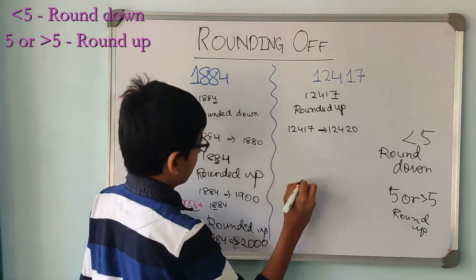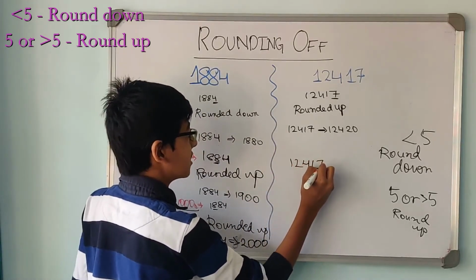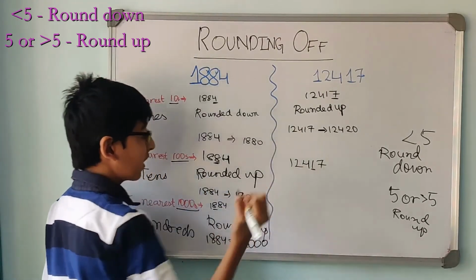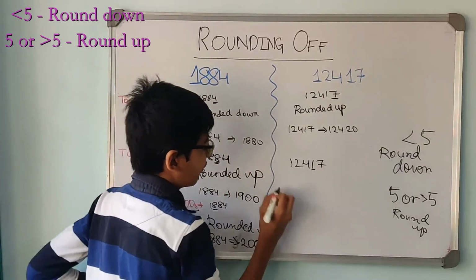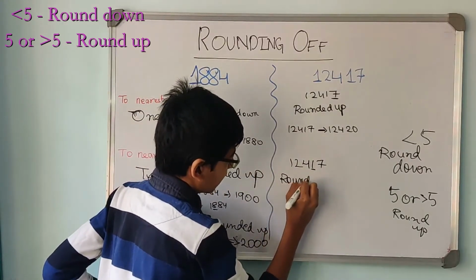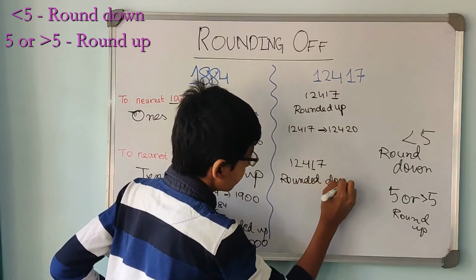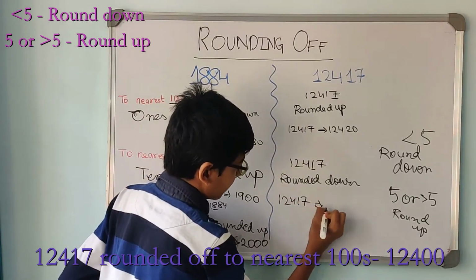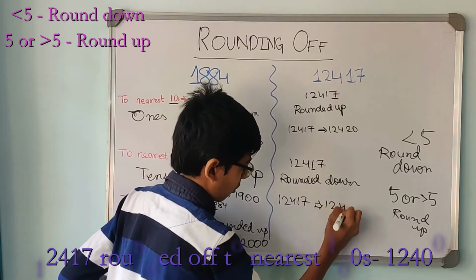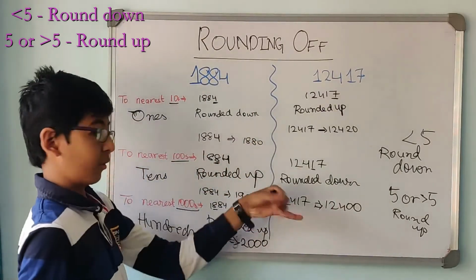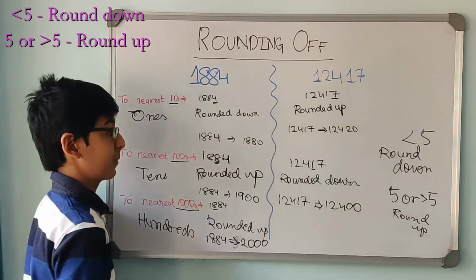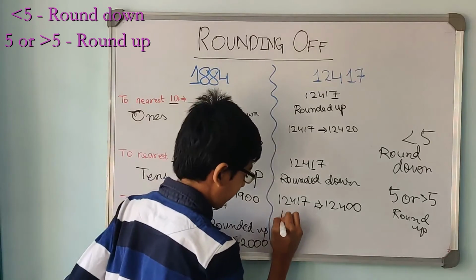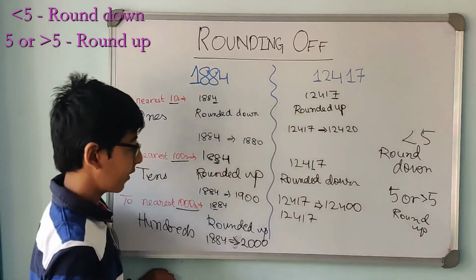Now let us round off 12,417 to the nearest hundreds. So over here we need to check the number in the tens place. 1 is lesser than 5. So we need to round the number down. So once we round off 12,417, we will get 12,400. So in rounding down, the number that we are checking becomes 0 and the numbers towards the right also become zeros. Now let us check 12,417 to the nearest thousands.